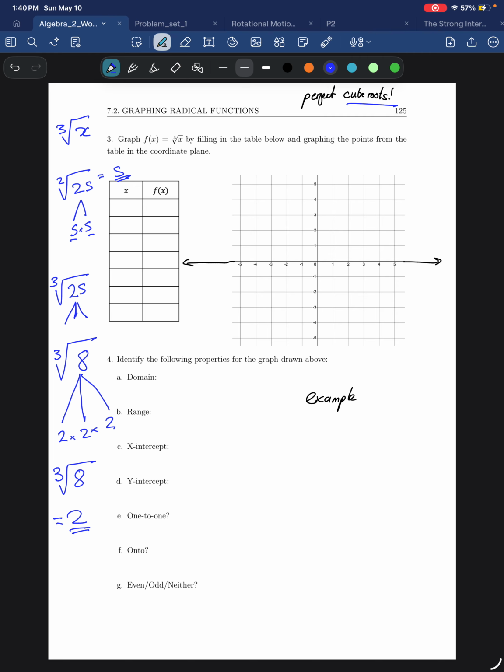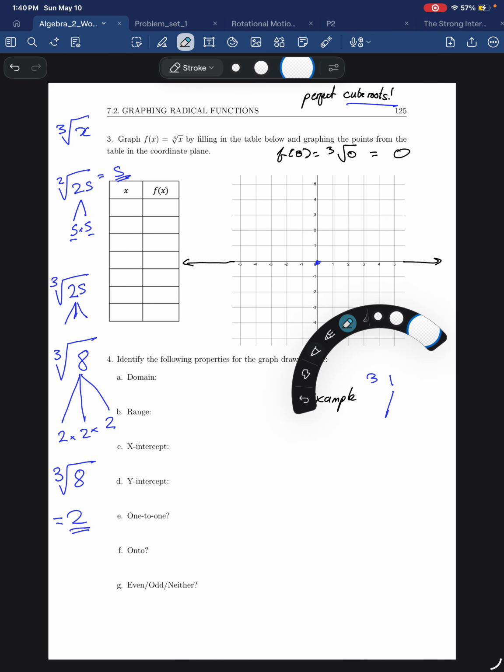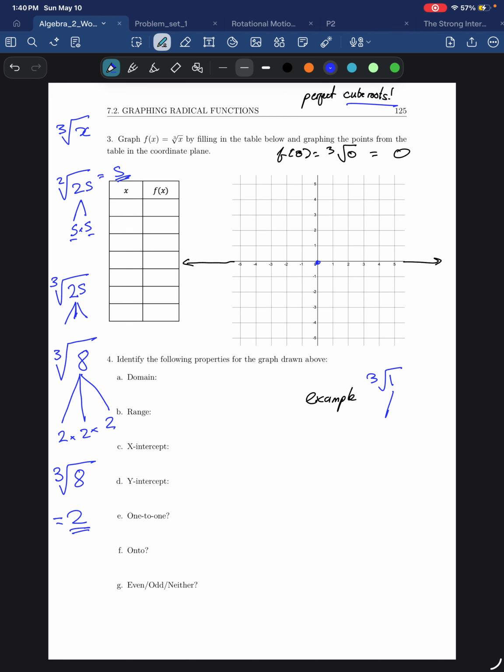All right, so how would we graph this function? Well, of course, we start with 0. f of 0 is going to be equal to the cube root of 0, which is 0. So I got my first point there. And then, is 1 a perfect cube root? Yeah, 1 is a perfect cube root, because the cube root of 1, you're going to have 1 times 1 times 1. So, yeah, I'd say 1 is a perfect cube root.